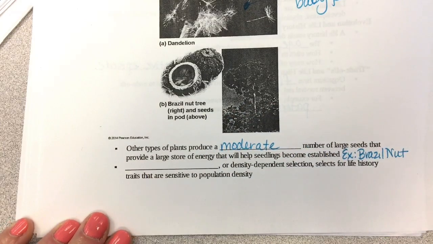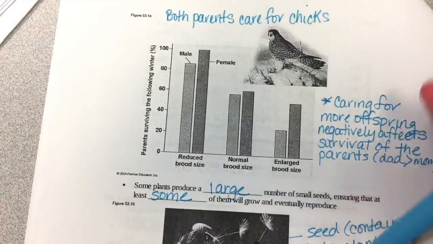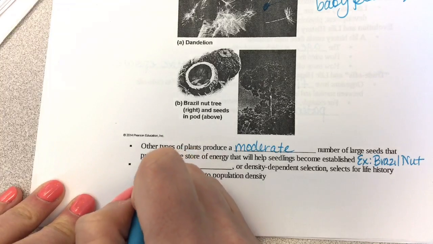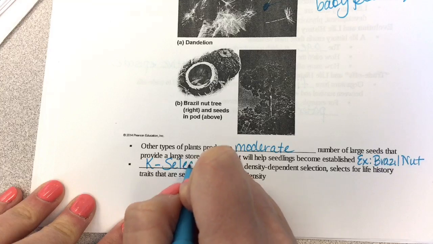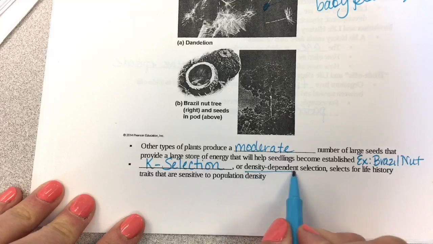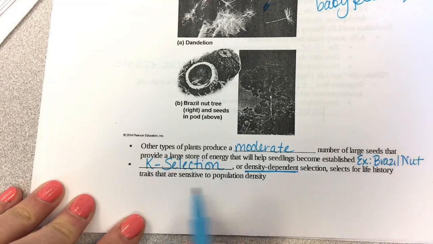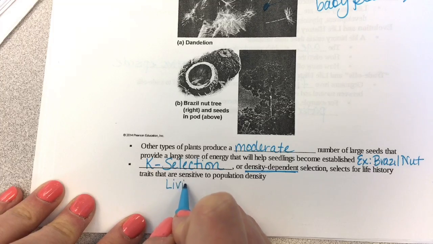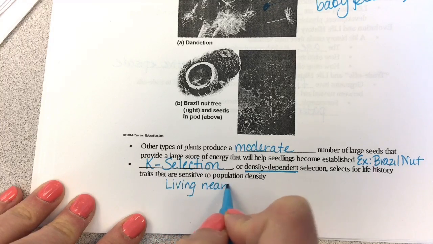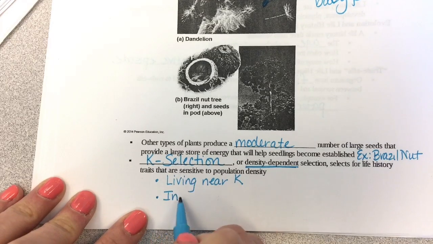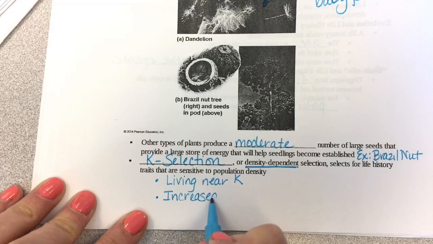Okay, so different animals and plants have different strategies. And that's what we're going to start looking at next. K selection. Remember K referred to carrying capacity. Or density-dependent selection selects for life history traits that are sensitive to population density. What does this mean? These organisms are living near the carrying capacity. That means that there's increased competition amongst individuals.